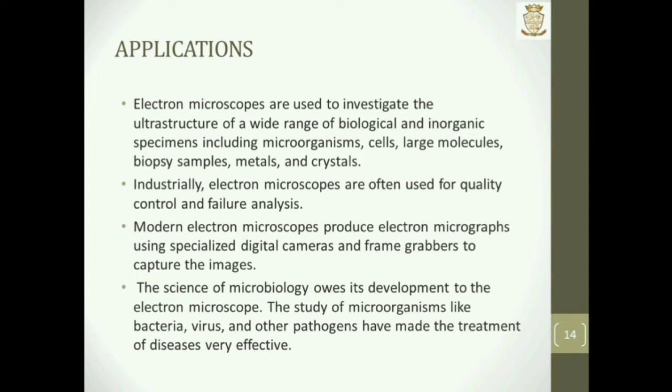Applications of the electron microscope. Electron microscopes are used to investigate the ultrastructure of a wide range of biological and inorganic specimens, including microorganisms, cells, large molecules, biopsy samples, metals, and crystals. Industrially, electron microscopes are often used for quality control and failure analysis. The science of microbiology uses the electron microscope to study microorganisms like bacteria, viruses and other pathogens, which has made the treatment of diseases very effective.